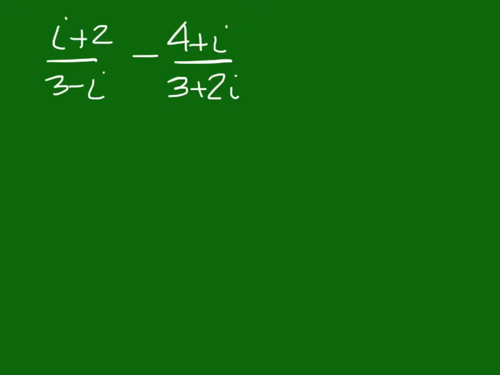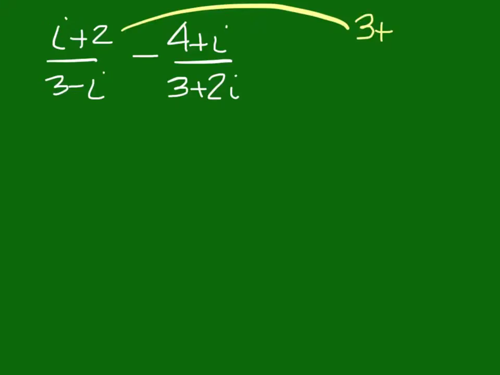One, you can find a common denominator first, multiplying appropriately on the top, and then simplify. Or you can simplify each fraction individually and then go on to do the subtraction. I'm going to simplify individually. On the first one, I would have to multiply this fraction top and bottom by what if I wanted to simplify first?